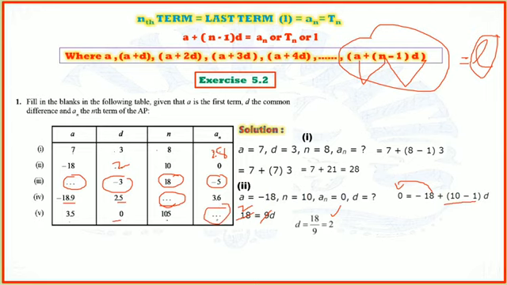Here we move towards question number 2, that is, choose the correct choice in the following and justify. Choose the correct choice means we have to find out which option is the right one for this question. The 30th term of the AP 10, 7, 4 is?